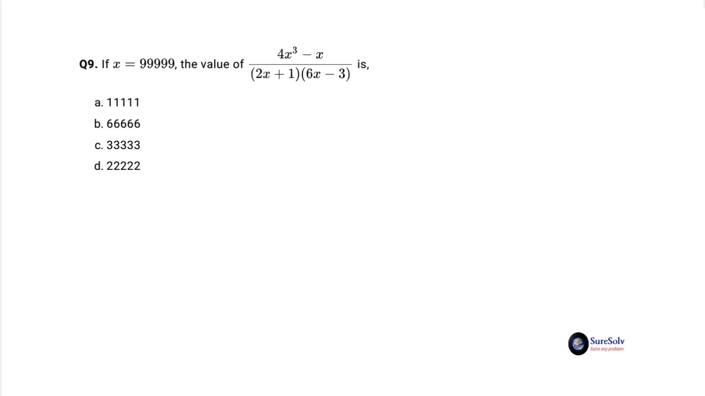Question 9 is, if x equal to 99999, the value of (4x cube minus x) divided by (2x plus 1) multiplied by (6x minus 3) is option A 11111, option B 66666, option C 33333, and option D 22222.